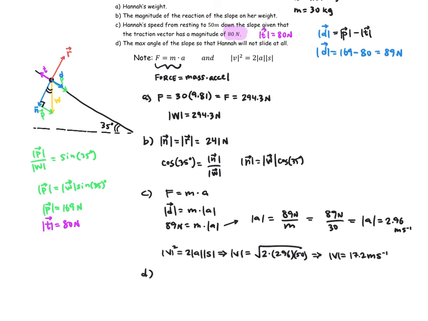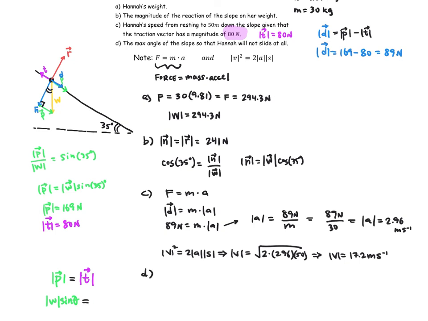Okay, part D. Part D says the maximum angle of the slope so that Hannah will not slide at all. So what we want is for P to equal T. We want the magnitude of P to be equal to the magnitude of T. If the traction vector is equal to the direction vector, then she's not going to move at all. Okay, so what is the magnitude of P? That's the magnitude of W times the sine of theta. We talked about that above.